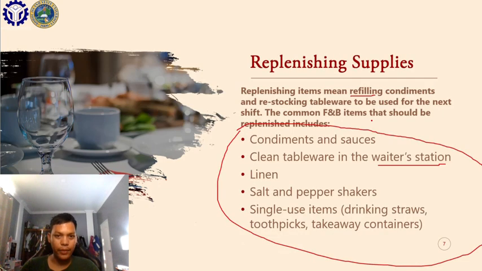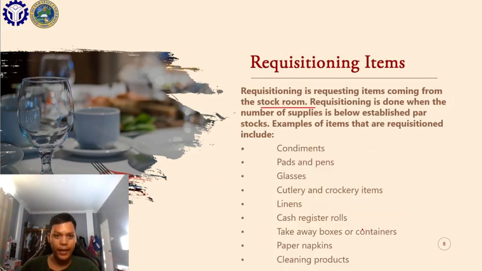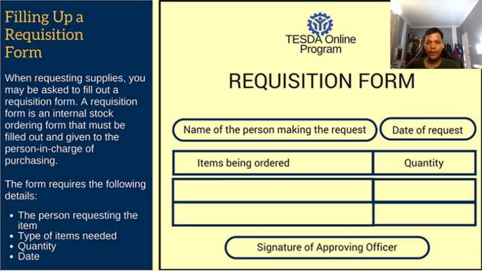As a review, replenishing supplies applies if the items are available in the restaurant itself. Like in my example in the waiter station, you just get the tableware from the kitchen. But for requisitioning, these items are not available in the restaurant itself. So you need to go to the supply office or the stock room to request such items because they are no longer available in the restaurant. This is an example of a requisition form that you need to fill out in order to get the supplies that you need in your restaurant.